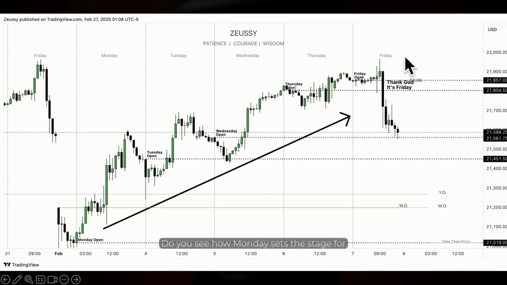Do you see how Monday sets the stage for Tuesday, Tuesday sets the stage for Wednesday, Wednesday set the stage for Thursday, and the fact that Thursday consolidated right here set the stage for open high on Friday? Pay attention to how the previous day delivered to anticipate how the current day will deliver.